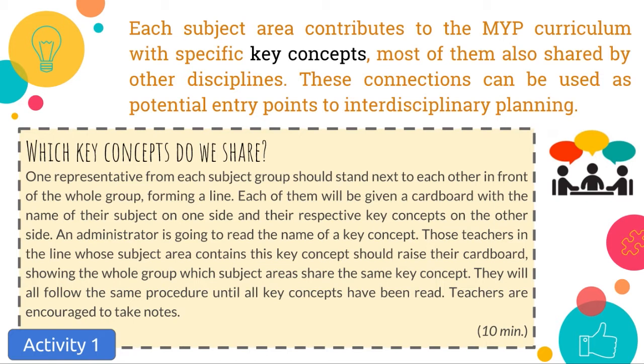We're going to play this little game in which we're going to make those entry points more visible. So what are we going to do? I need one representative from each subject group. I have, for example, one person from physical and health education. I need a teacher of language and literature, etc. So I need in total 8 people who stand in front of everybody, forming a line and facing the rest of the group. Each of you will be given a cardboard with the name of your subject on one side and your respective key concepts on the other side.